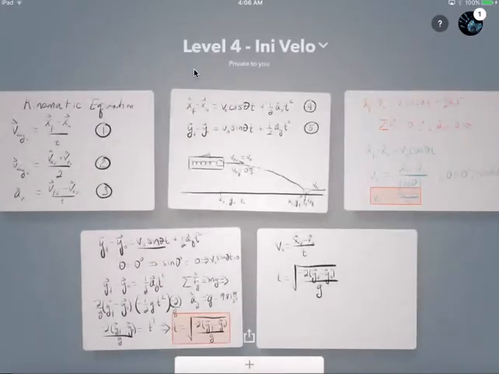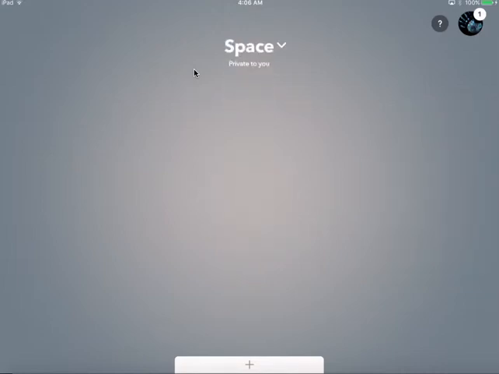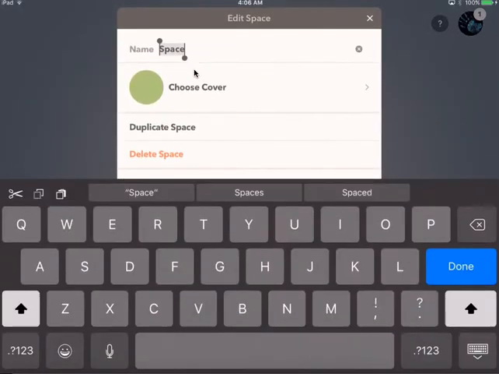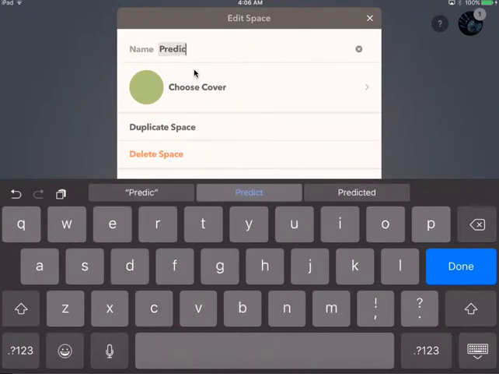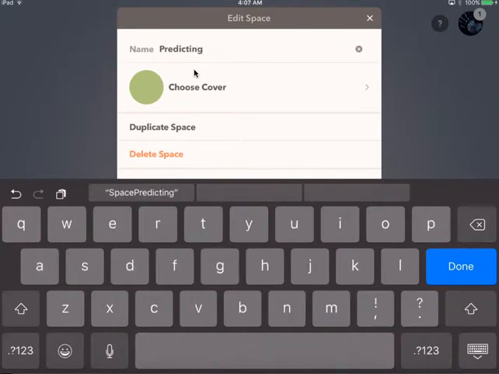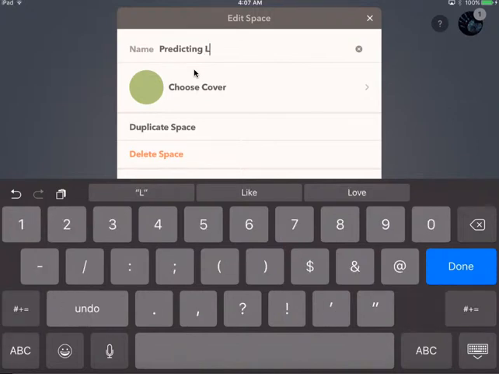So let's just close this down. Let's open up a new document. And I just want to call this one predicting. And I'll put L4, because this is going to go in a level 4.